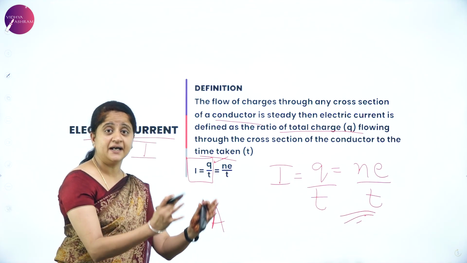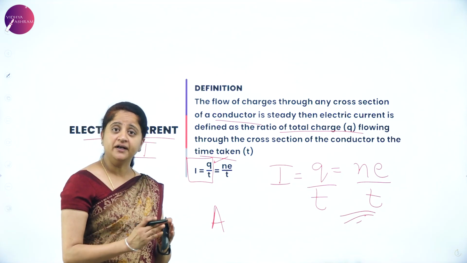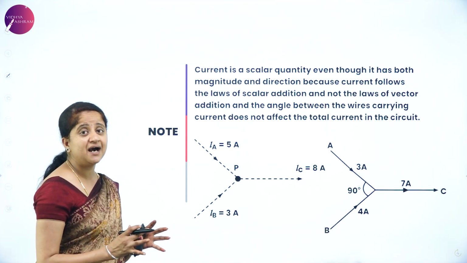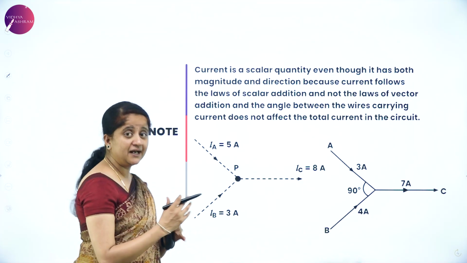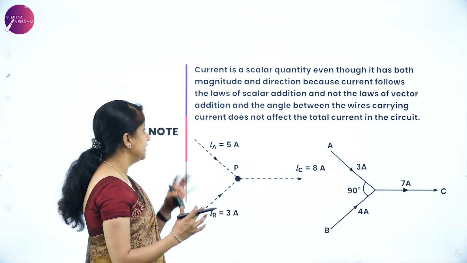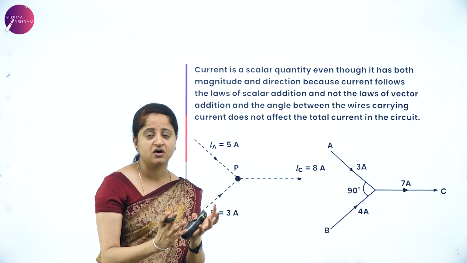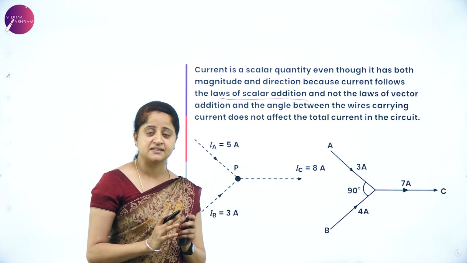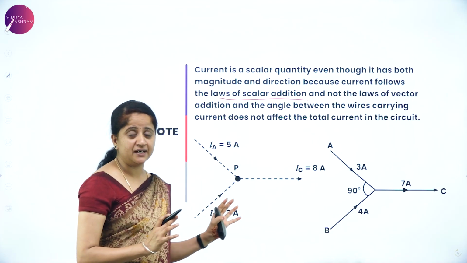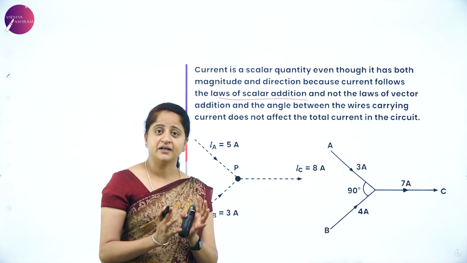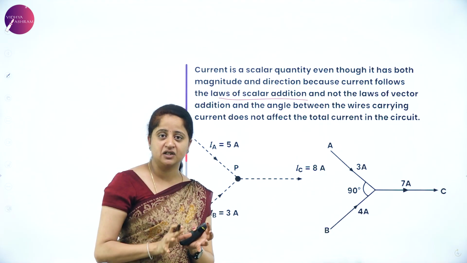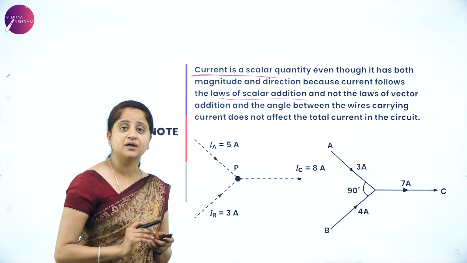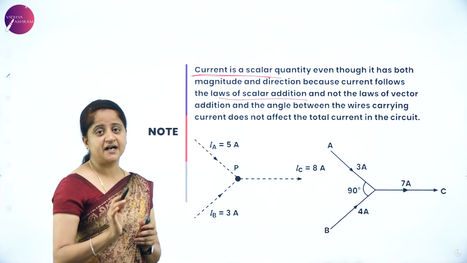Now, is current a scalar or a vector? Though it has a magnitude and a direction, the current is said to be a scalar quantity because it does not follow the laws of vector addition, but it follows the laws of scalar addition. And it also doesn't depend on the angle between the wires, which means the angle will not affect the total current flowing in a circuit, and hence we say current is a scalar quantity. So these are the basic concepts regarding electric current.